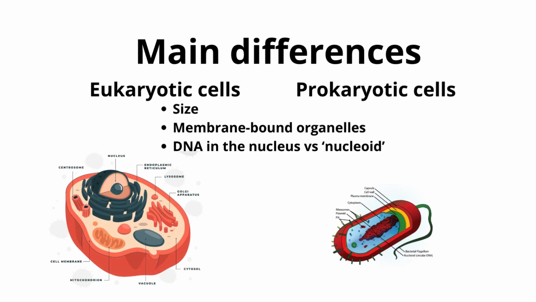Now, we go to the differences. The first one is size, where typically a eukaryotic cell is 20 times larger than a prokaryotic cell. The second one is regarding the organelles, which in prokaryotic cells are rarely membrane-bound, while in eukaryotic cells they are found to be membrane-bound. The final difference is regarding DNA, where in the case of a eukaryotic cell, DNA is enclosed in a well-defined membrane-bound nucleus, while in prokaryotes, DNA is not organized in a well-defined nucleus, and is therefore called a nucleoid.